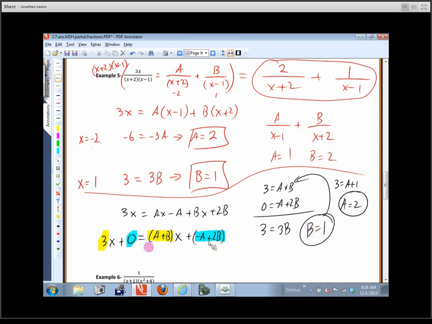Okay? And again, this technique is where we solve using a system of equations. We're basically going to get a polynomial on this side and a polynomial on this side, and we set the coefficients equal to each other. Okay? Any questions about that? You understand the logic behind that?